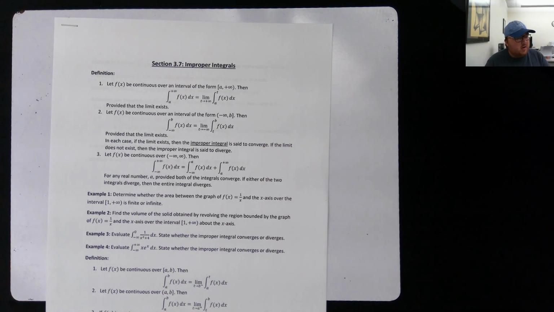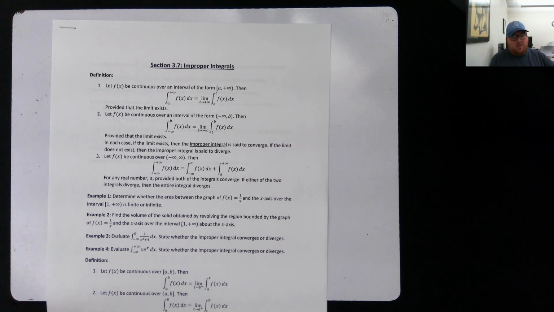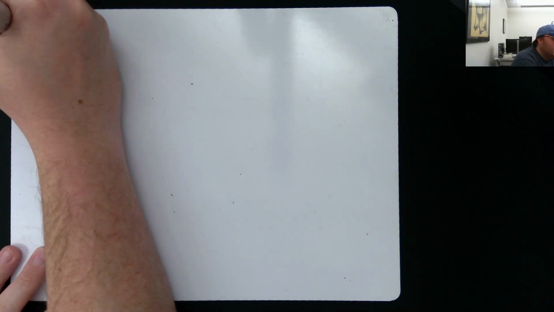All right, we can now move on. We are now going to talk about improper things. So, what does it mean for something to be improper? I'm going to write it out here because I'm realizing it's not on my note sheet. I'm just going to write it really quick.